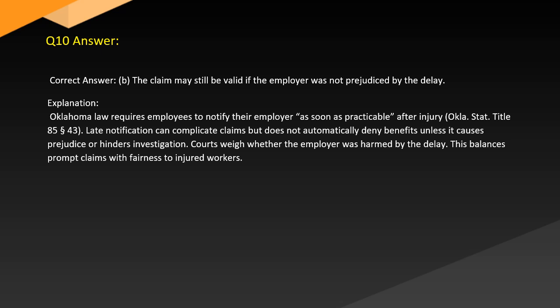Answer. Correct answer, B. The claim may still be valid if the employer was not prejudiced by the delay. Explanation. Oklahoma law requires employees to notify their employer as soon as practicable after injury. Okla. Stat. Title 85 § 43. Late notification can complicate claims but does not automatically deny benefits unless it causes prejudice or hinders investigation. Courts weigh whether the employer was harmed by the delay. This balances prompt claims with fairness to injured workers.